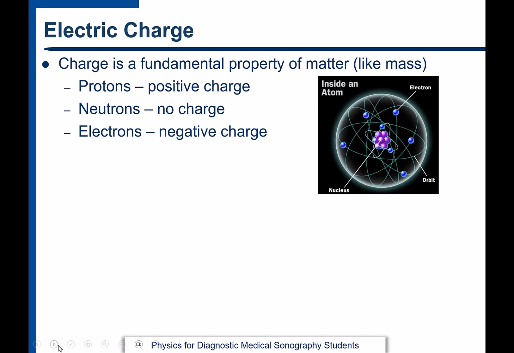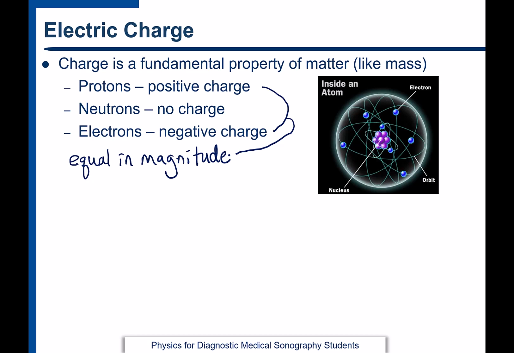Let's talk a little bit more about the concept of charge. Charge is a fundamental property of matter, like mass. In other words, particles like protons and electrons have mass, and every proton has the same mass as every other proton. In exactly the same way, protons and electrons have charge. Protons are positively charged, electrons are negatively charged, and these are equal in magnitude. So an electron has the negative version of the charge on a proton.